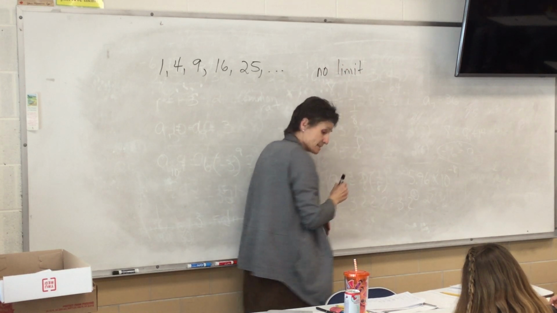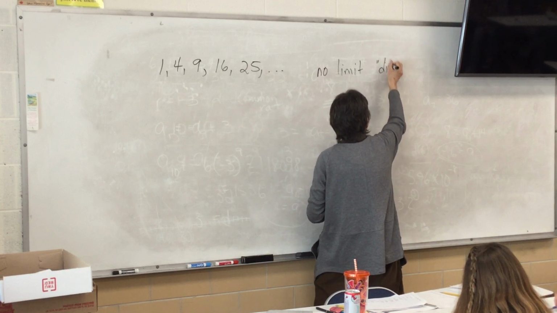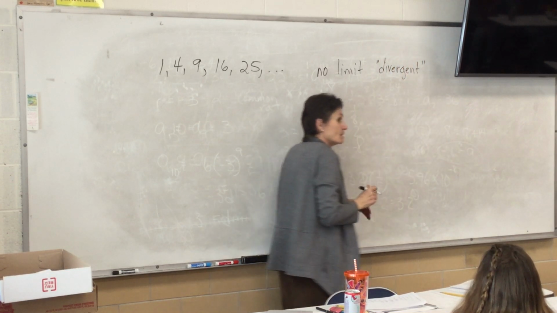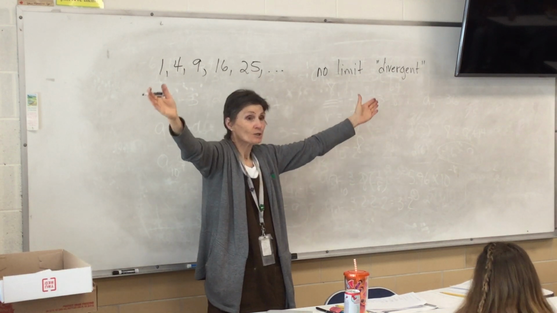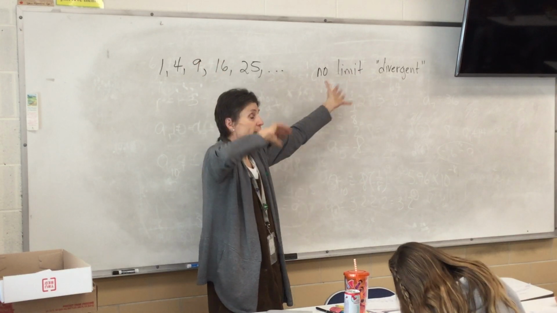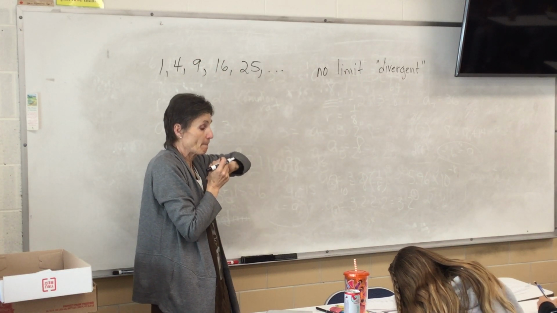And when it has no limit, we use the word divergent. To diverge means to split off, right? To go out. And that's what this does. This is divergent, no limit.